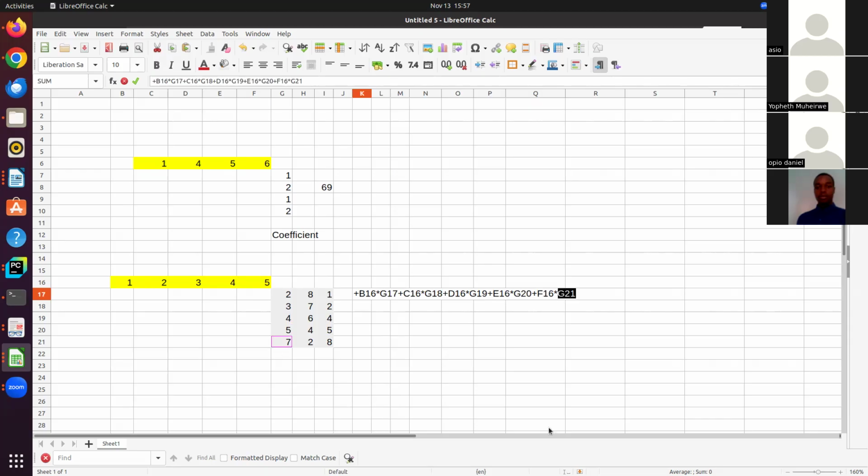Okay, we got the first one. Now, if I copy it to here, it won't work. If I really want it to work, I will have to use F4 here, like this. Then I might be able to copy it and it will do the whole work for me. I'll just copy it from here to all those 3.